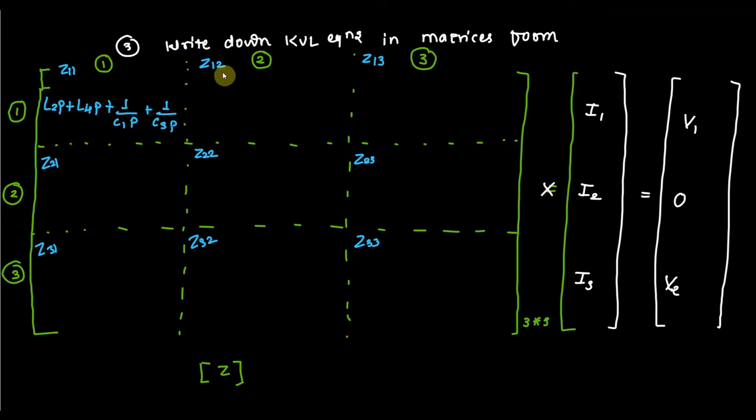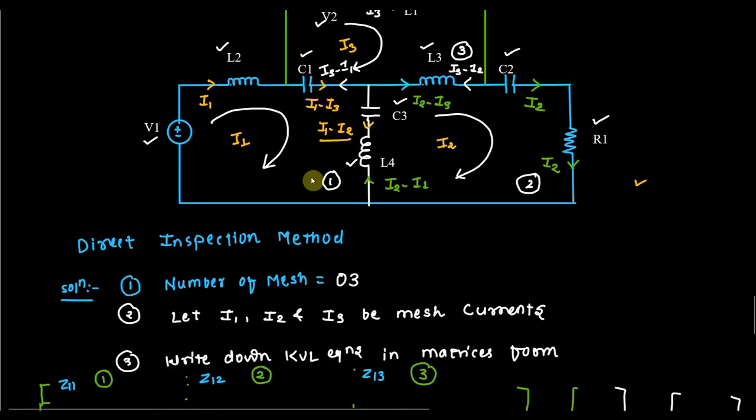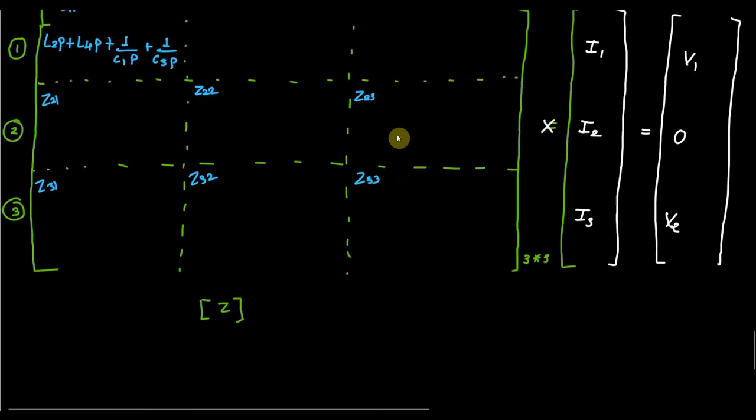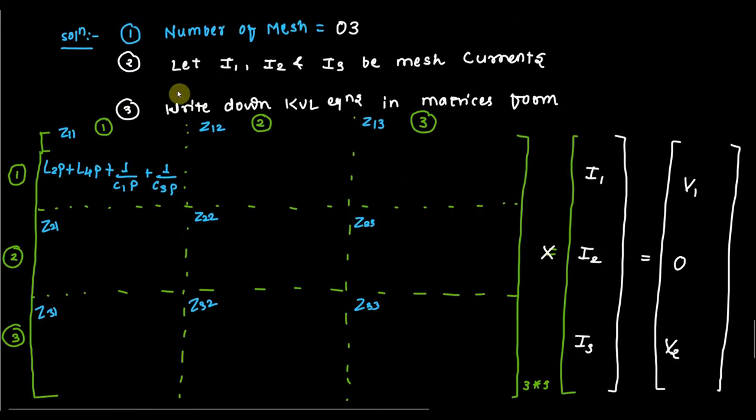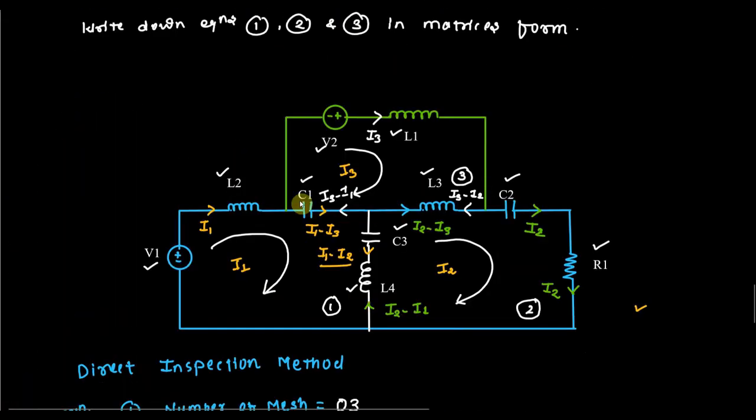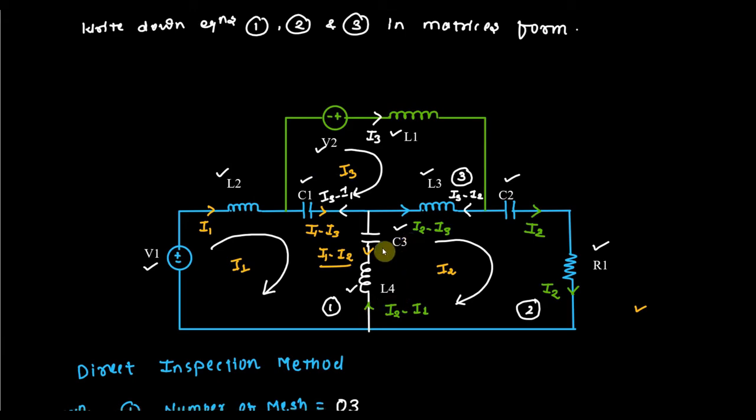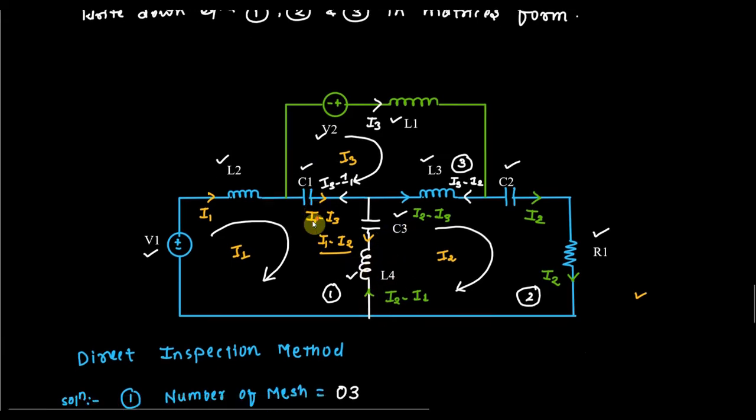Now second is Z12. The meaning of Z12 is the element which is present between first and second mesh. So between first and second mesh there are 2 elements, L4 and C3. But it is a non-diagonal element, and non-diagonal elements are always negative. So it is minus L4P minus 1 upon C3P. You can see that here we have L4 and C3. So it is 1 upon C3P, L4, and as it is a non-diagonal, it is a minus.